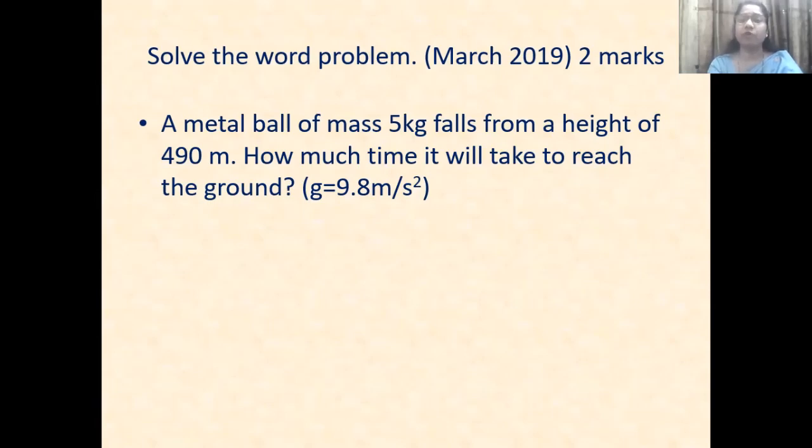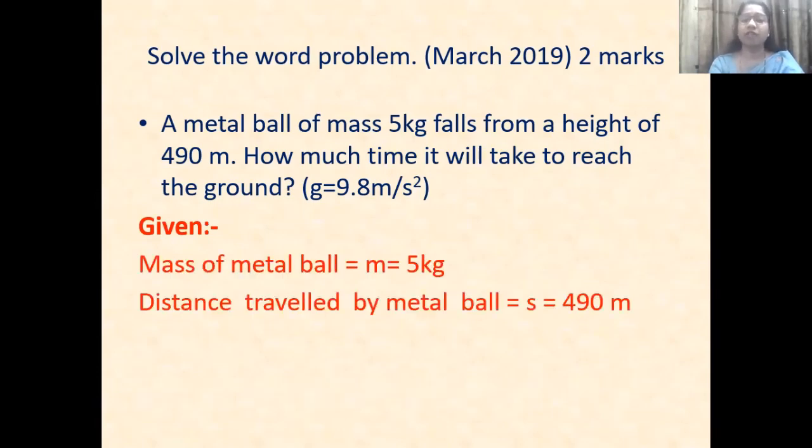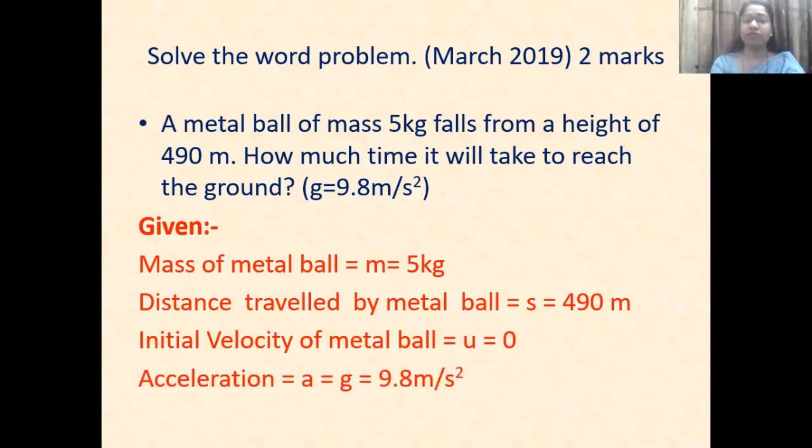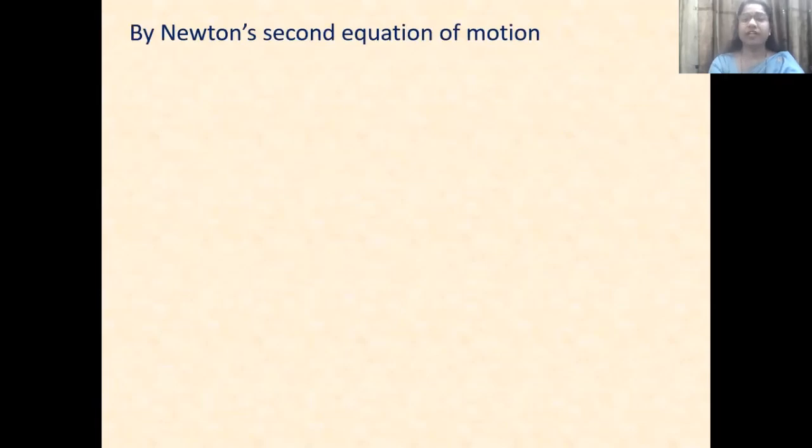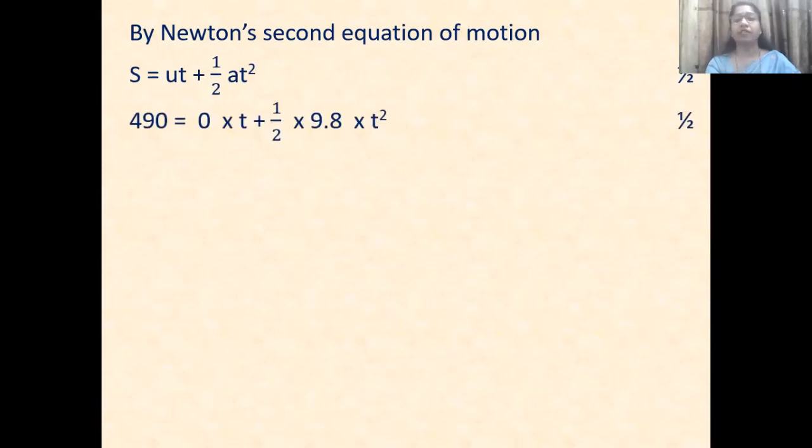When you solve a word problem, you have to have steps. The first step is the given part. So you have to write down all that is given. The mass of the metal ball is 5 kg, the distance traveled by the metal ball is 490 meters, the initial velocity of the metal ball u is equal to 0, and acceleration due to gravity is 9.8 meters per second square. Here S, u and g are given. We will be using Newton's second equation for finding the value of time. So S is equal to ut plus half at square.